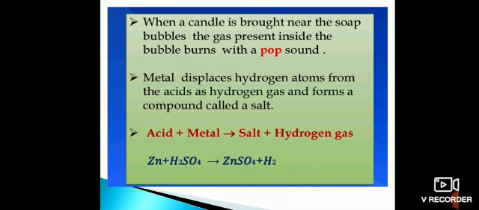Dear children, we have taken zinc granules and sulfuric acid in a test tube. Zinc reacts with sulfuric acid. It gives rise to zinc sulfate and hydrogen gas.